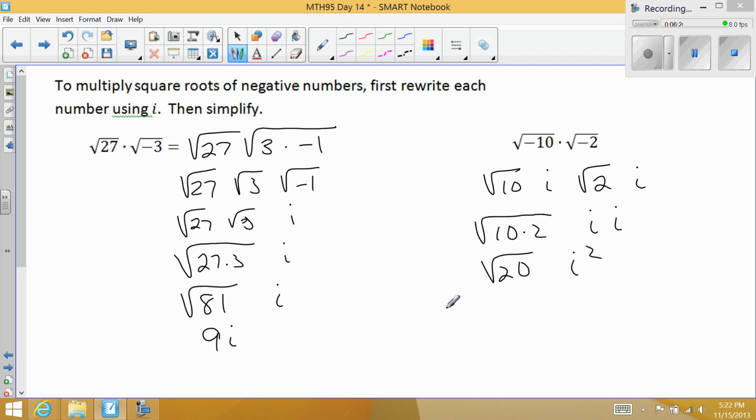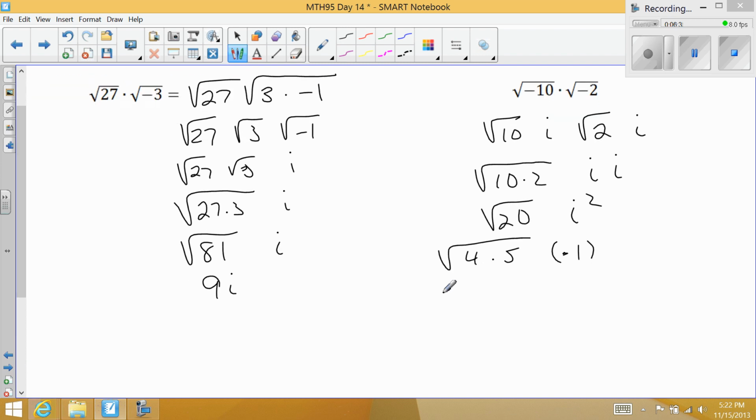20 we can clean up because it is 4 times 5. And do you remember what i squared equals? Negative 1. So square root of 4 is 2. The square root of 5 we can't really do anything with. And then we're multiplying by negative 1, so we can simplify this to negative 2 square root of 5. It's a lot of symbol manipulation, but none of it's too bad.